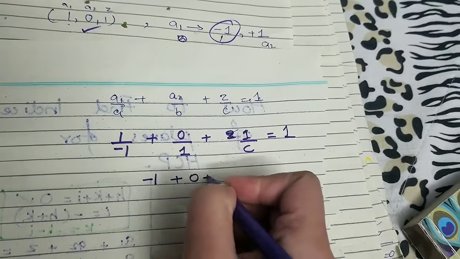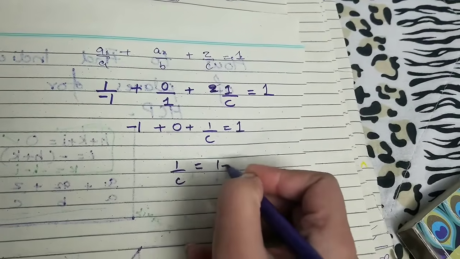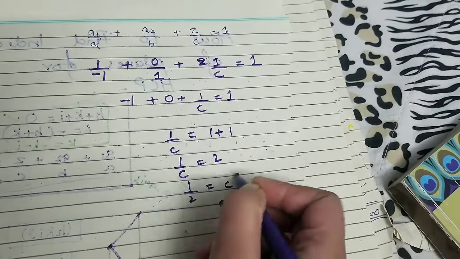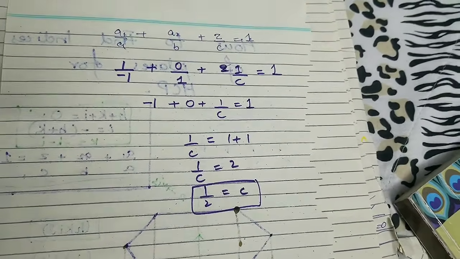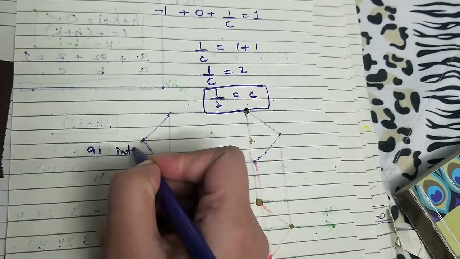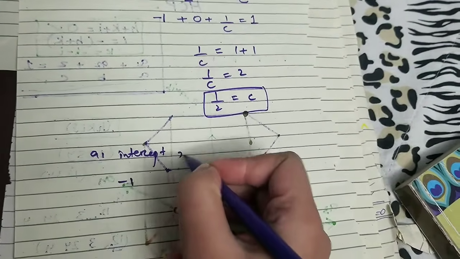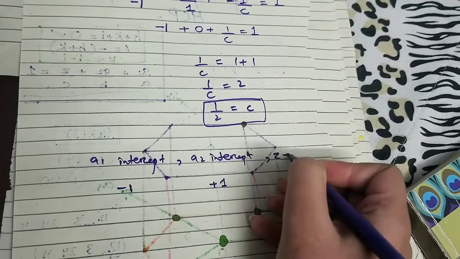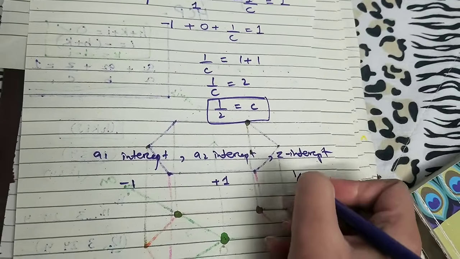here, plus 0 plus 1 over c equal to 1, and taking -1 onto the other side of the equation we get 1 plus 1, 1 over c equals 2, and taking c here and 2 here, it becomes 1 over 2 equals c. Here c is the z intercept, which came out to be 1 by 2. All right, so a1 intercept was -1, a2 intercept was +1, and z intercept, which we called 1 over c, is 1 over 2.